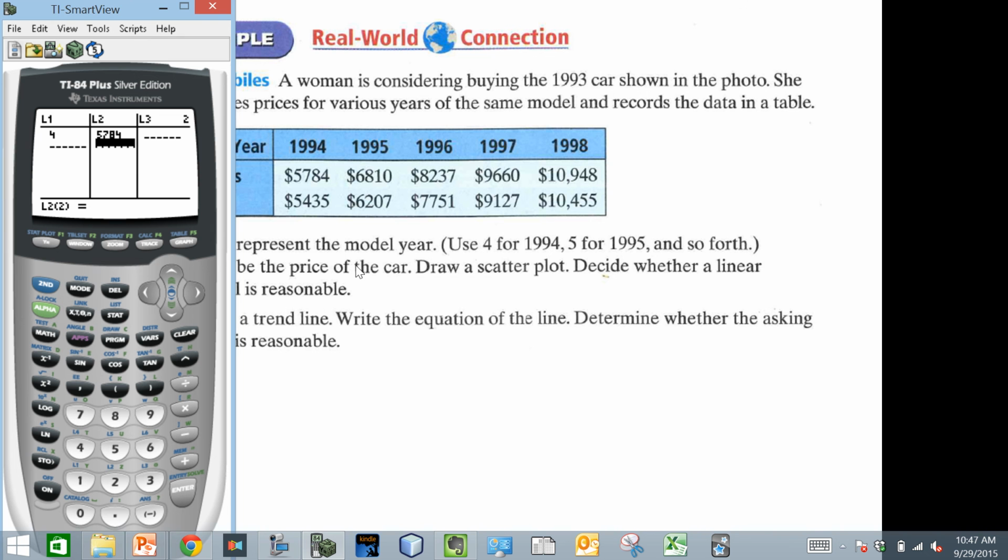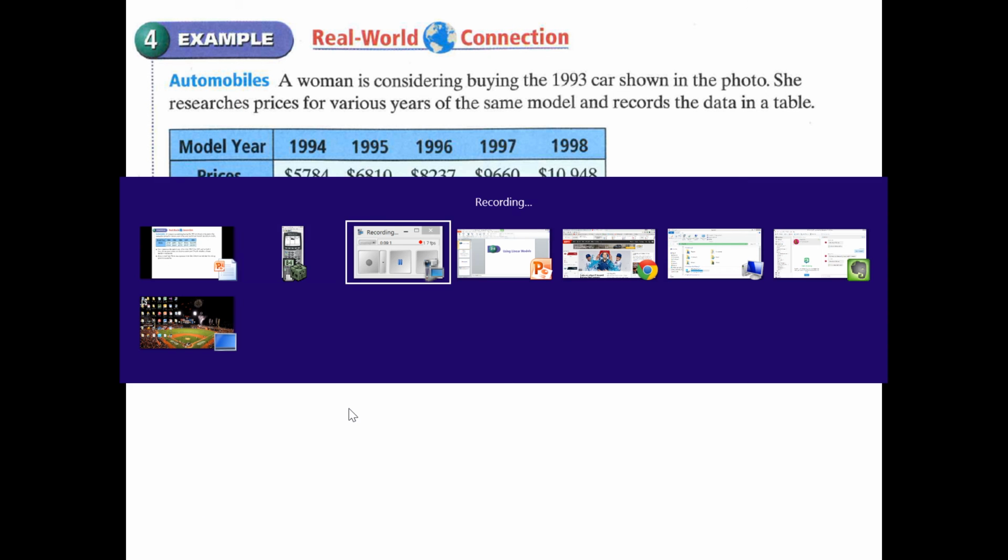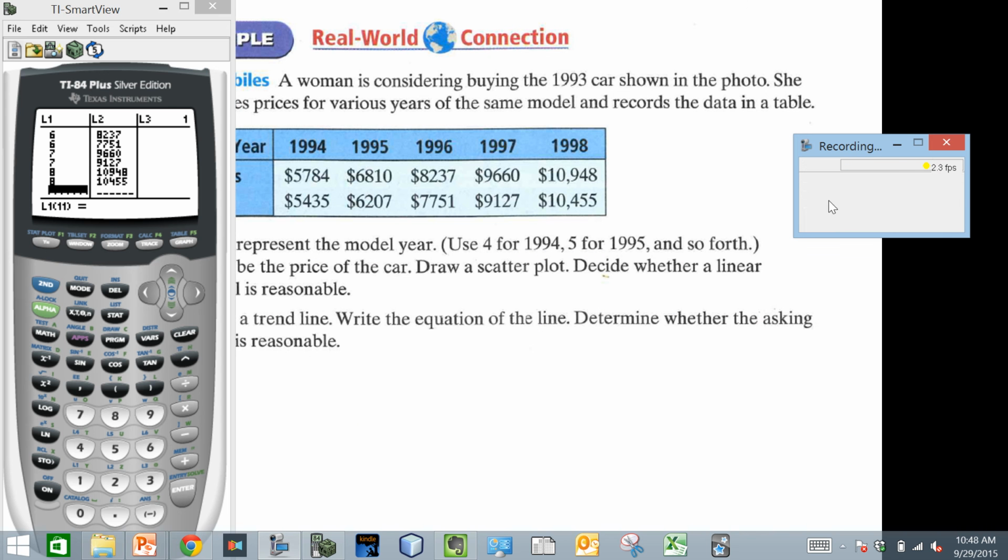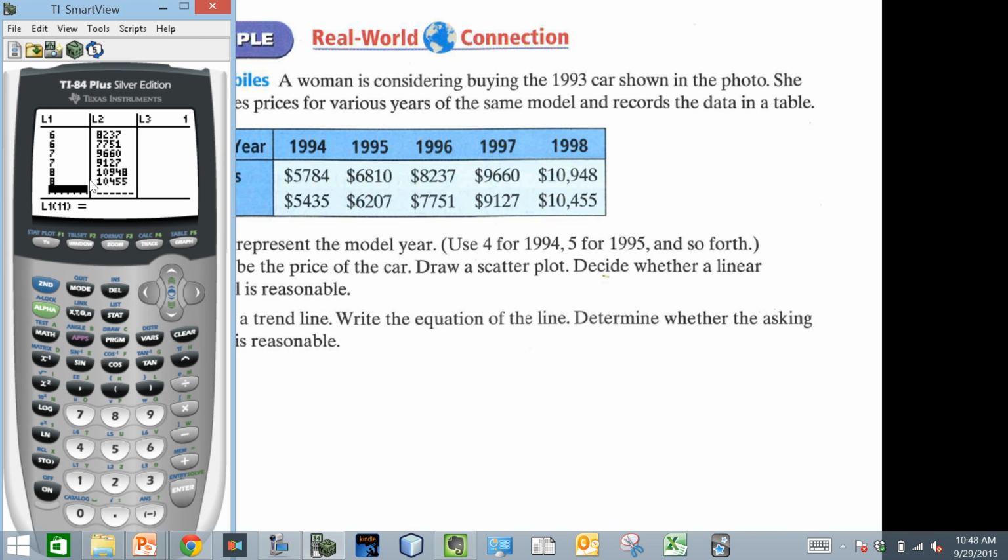Let me pause this for a second. I'm going to type these all in and see if you can get yours typed into your calculator as well. Okay, just like magic, we're all typed in here. Notice how there's 2 numbers for year 8, 2 numbers for year 7, right? All right, to plot this, we're going to go first to our window.